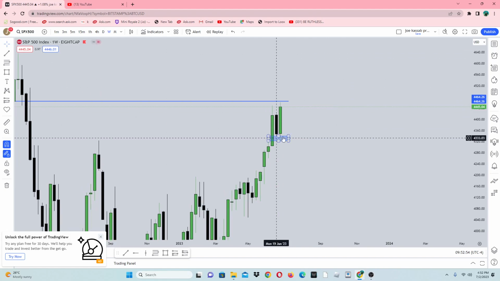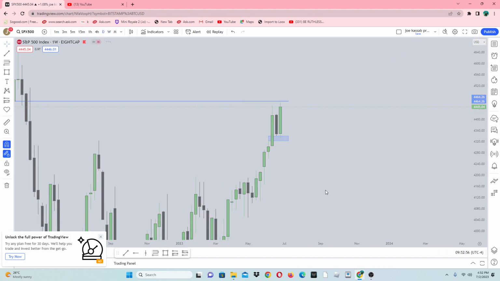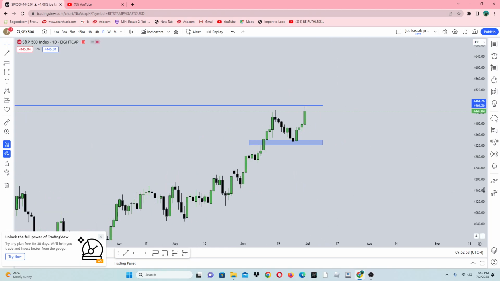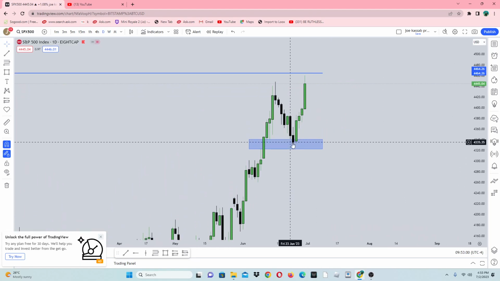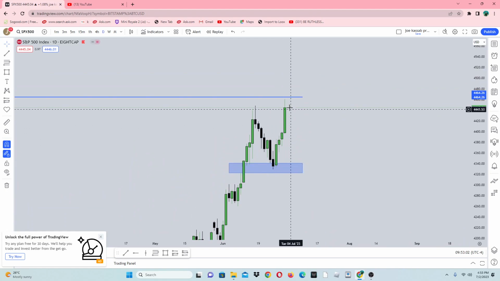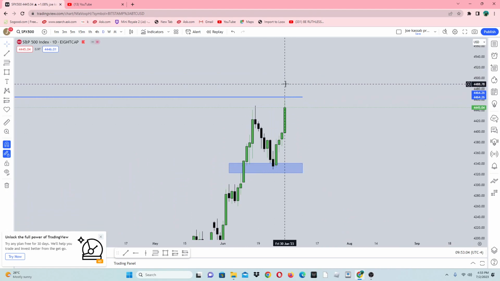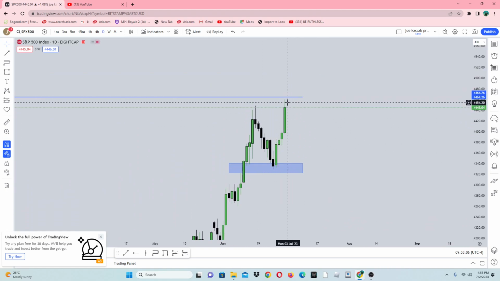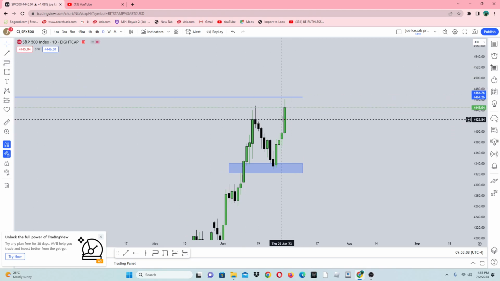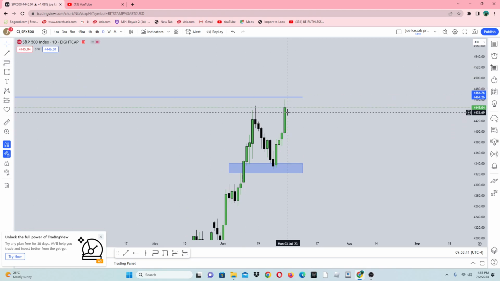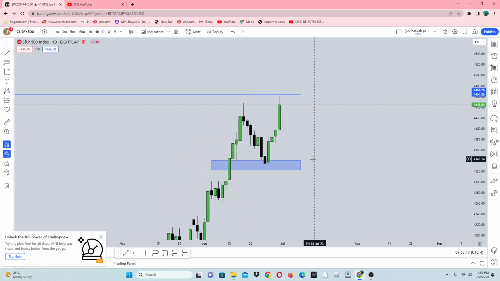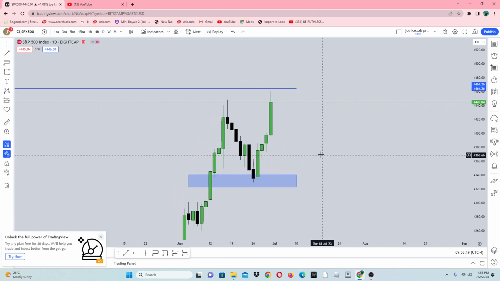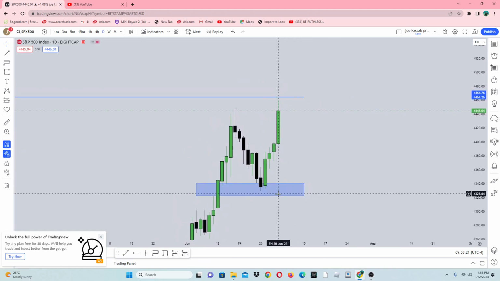Okay, so now going into the daily, you can see here that a swing low is formed, and we are pushing higher. So the daily bias for Monday will be bullish in my personal view. Okay, so you can do your own analysis, and this is just for educational purposes.